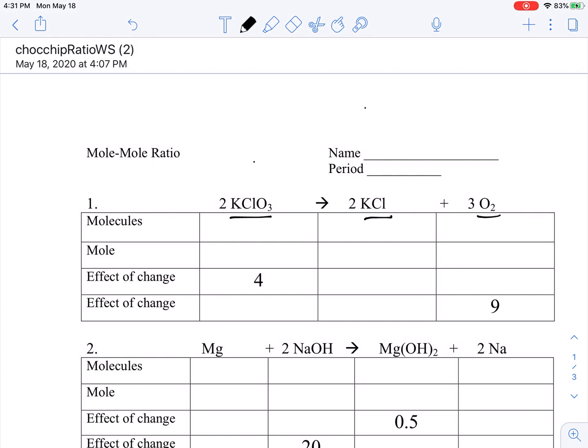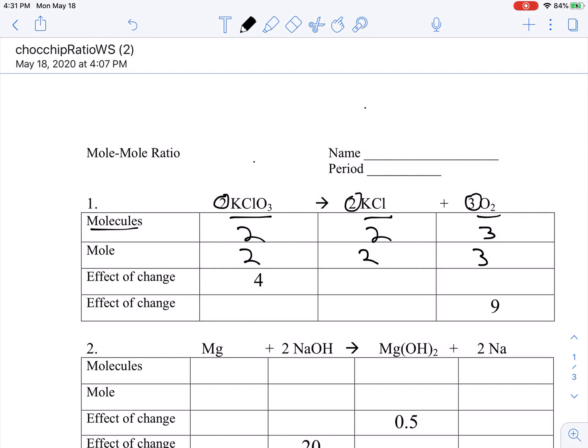The coefficient numbers 2, 2, and 3 tell us how many molecules of each type that you have. It also tells you how many moles of each type that you have. 2 moles of potassium chlorate, 2 moles of potassium chloride, 3 moles of oxygen, and it was also molecules. 2 molecules of potassium chlorate, 2 molecules of potassium chloride, and 3 molecules of oxygen.